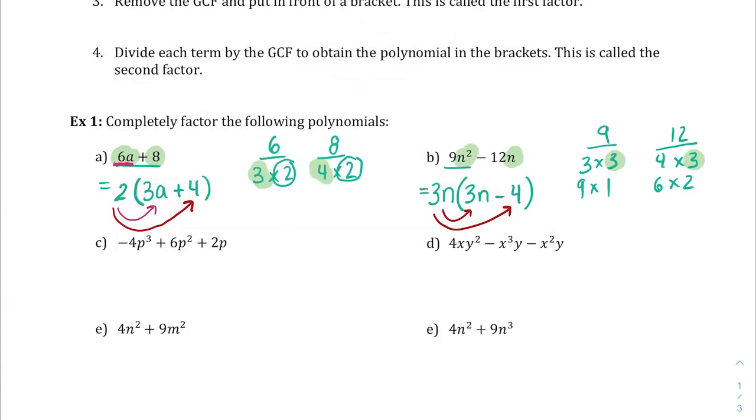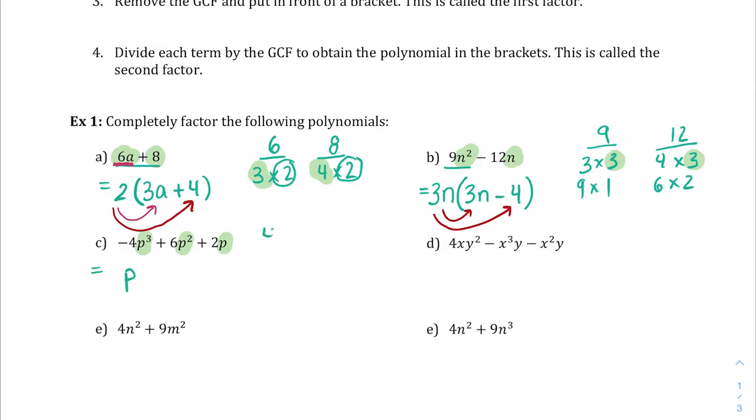Alright, so the questions do get a little bit harder, so let's try out the other ones. In this case, when we look at all three terms, we notice that they have p in common, and when we're factoring out variables, you always take the lowest power. So in this case, it will be p to the power of 1.